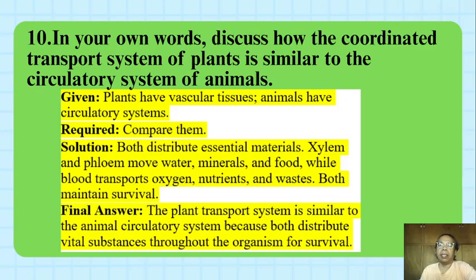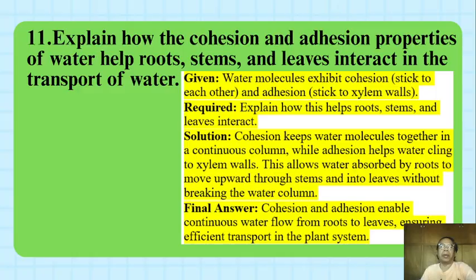Both maintain survival. So the final answer: the plant transport system is similar to the animal circulatory system because both distribute vital substances throughout the organism for survival.